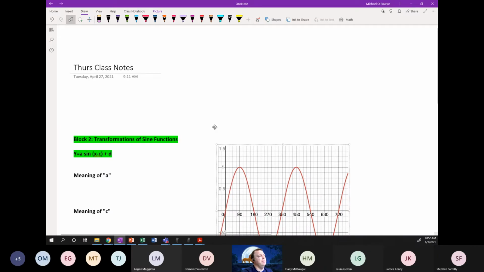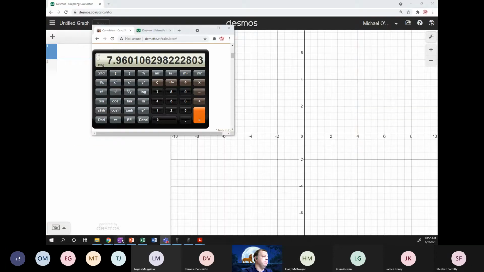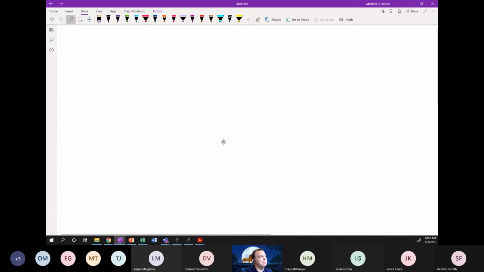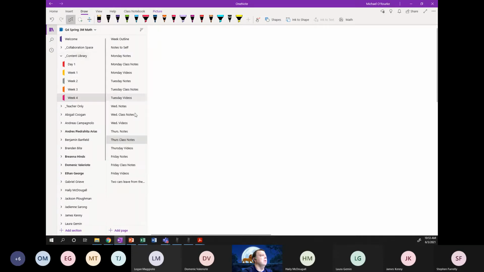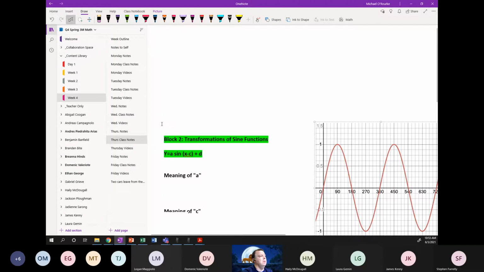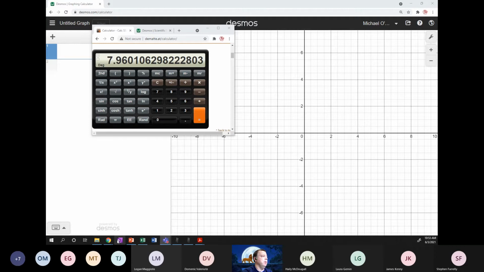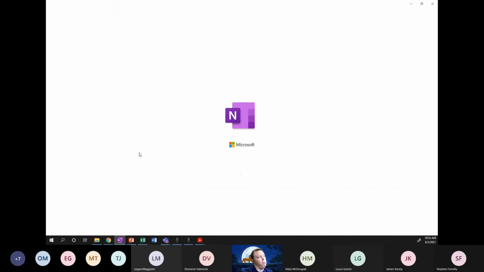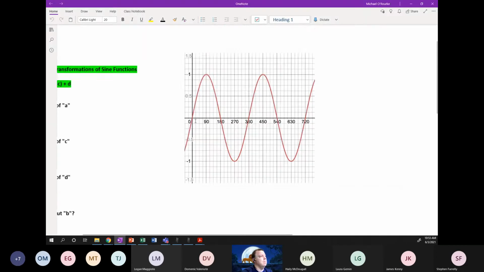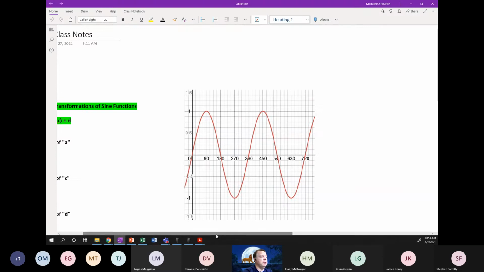So we're looking at transformations of the sine function. What is going on with my screen right now? Fine. So looking at transformation of sine function, let's close it, then open it. There we go. So transformation is this.